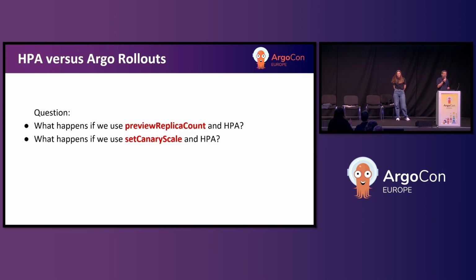Now I know what you're thinking. You are saying, OK, what if I use HPA plus the options that Anastasiia mentioned? What will happen there? Because we will have a conflict. And I spoiled this already. Argo Rollouts wins. OK, it will take over.